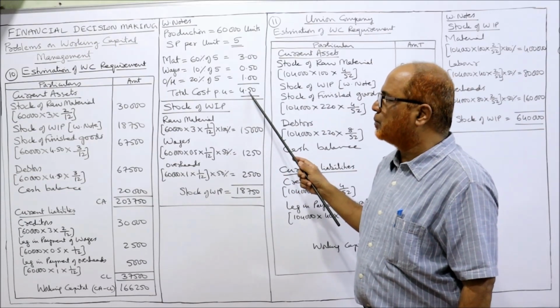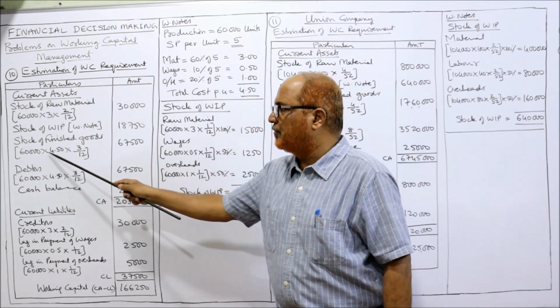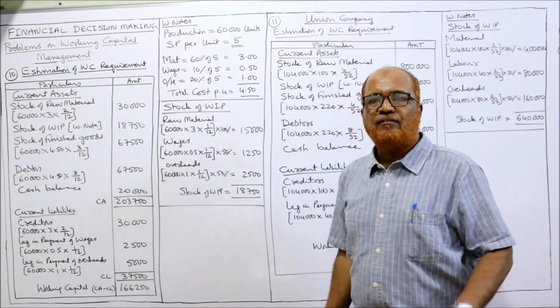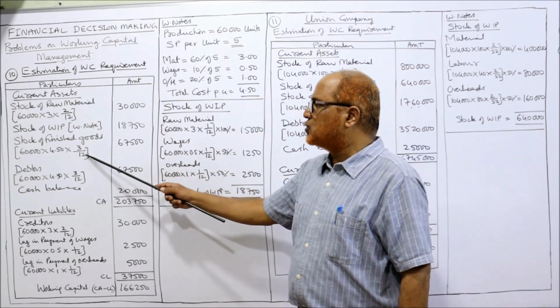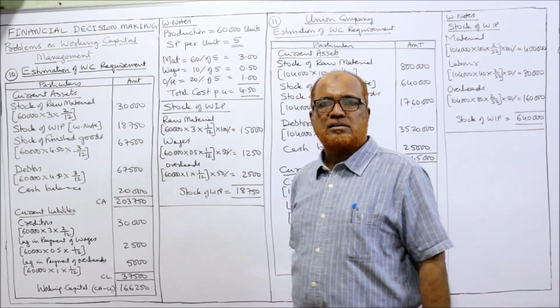Total cost per unit is 4 rupee 50 paisa. So 4 rupee 50 paisa into 3 months. The finished stock storage period is 3 months, given in the problem. 3 by 12, 67,500. Debtors.